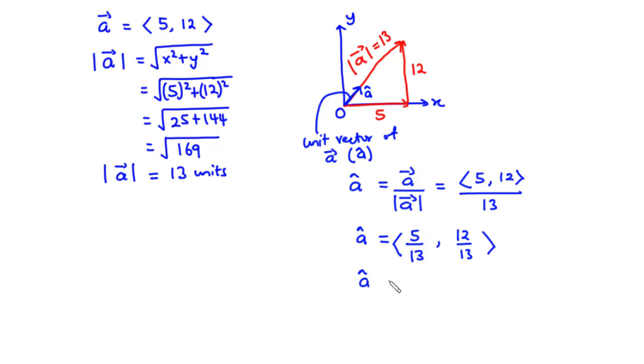And we can represent A cap in the vector component form as 5 over 13 I cap plus 12 over 13 J cap. So basically this is the unit vector of vector A, which has the same direction as vector A but has a magnitude of 1. So basically this is how to find the unit vector of any given vector. Now let's move on as we solve a couple of examples.